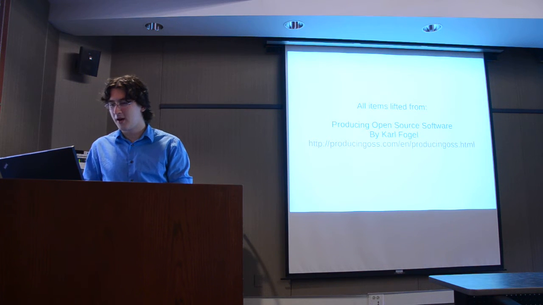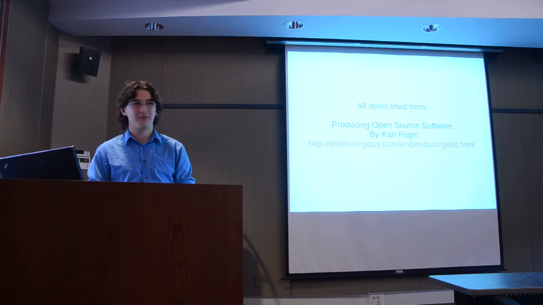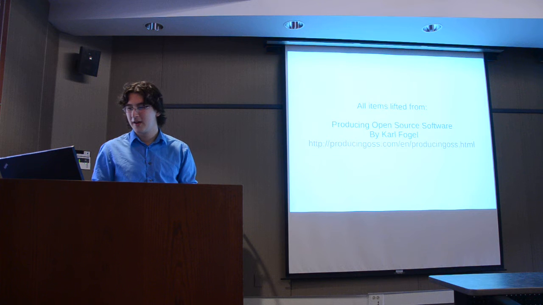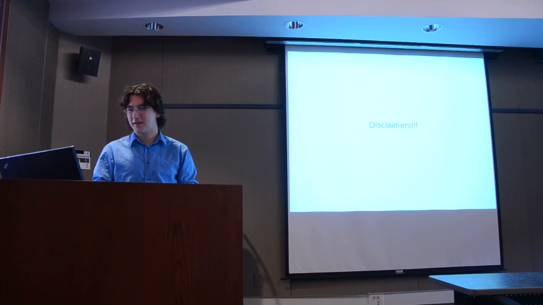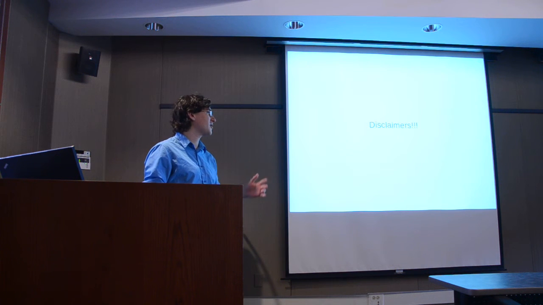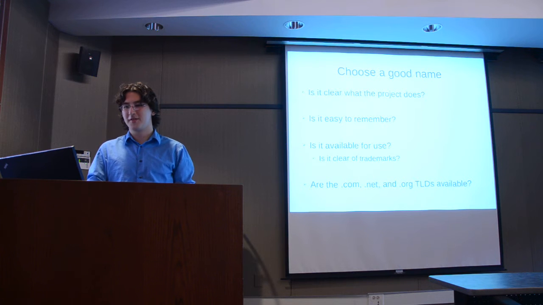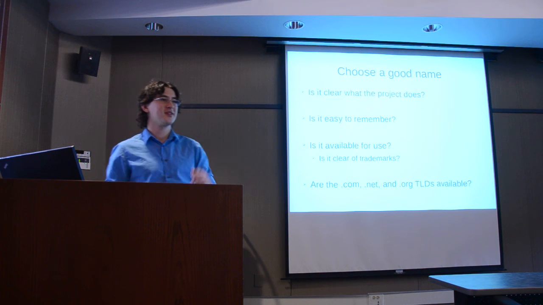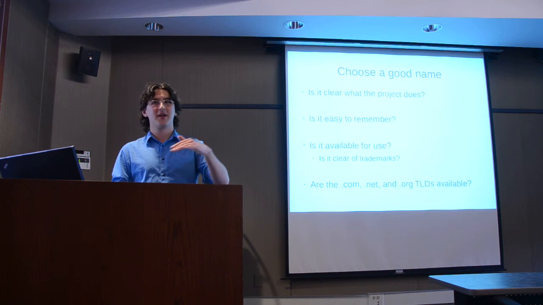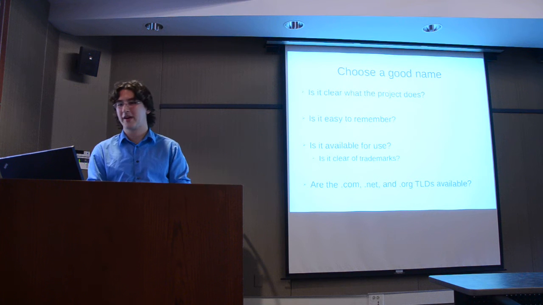So all the items on the checklist are lifted from a great free book that you can find at this address called Producing Open Source Software. I didn't write the book, I just read it, so I might be misinterpreting things that he said, and just because it's on here doesn't necessarily mean that's how he intended it. But anyway, we're going to go in kind of the order that he went in. I just compiled a checklist going back from it.